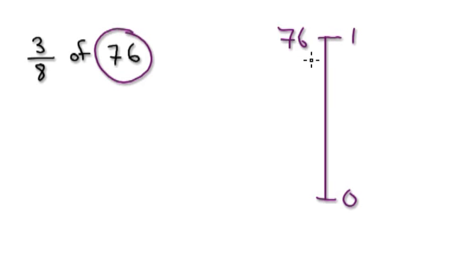Or whatever 76 represents. So if you want to know 3/8 of this, you split your whole thing into 8 equal parts. So hang on, half there. I'm going to need 4 up here, and then 4 down here. Okay, so 8 equal parts. Look, 1, 2, 3, 4, 5, 6, 7, 8.